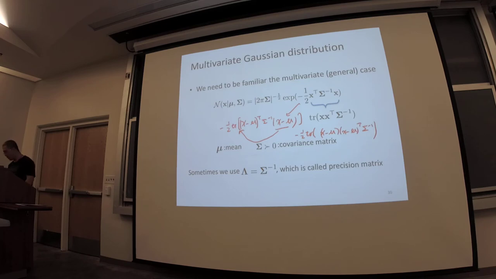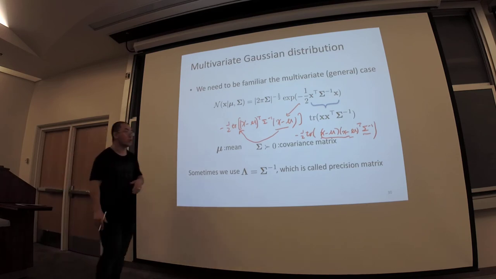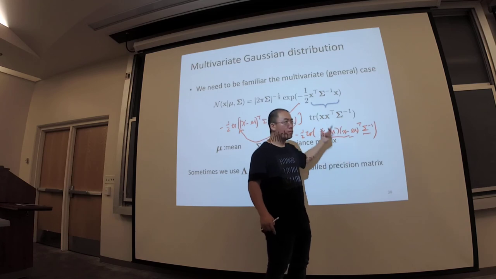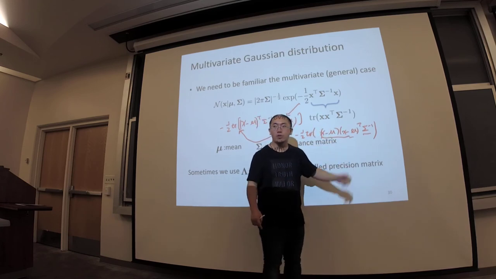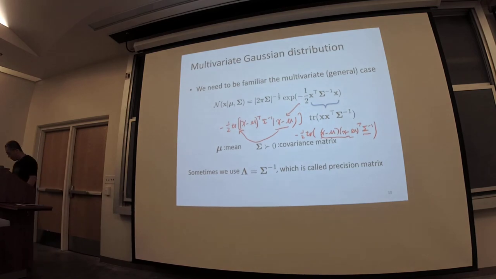Now you first do the matrix product, two matrix product, and then take the trace. But it is essentially the same as this quadratic form. This will be useful when you do approximations, like variational inference. You need to compute the expectation of this part. It turns out to be the covariance of the approximate theory.